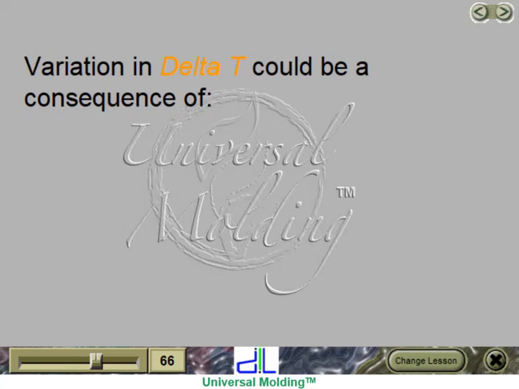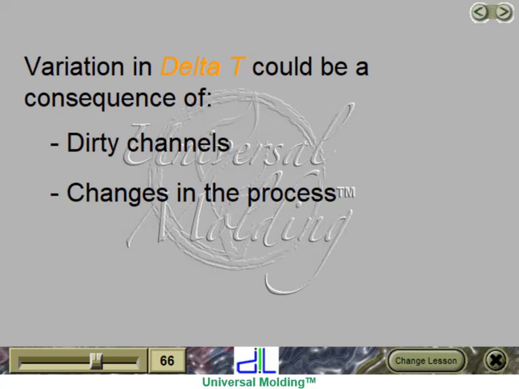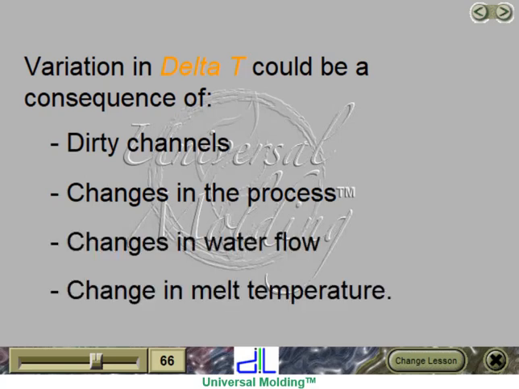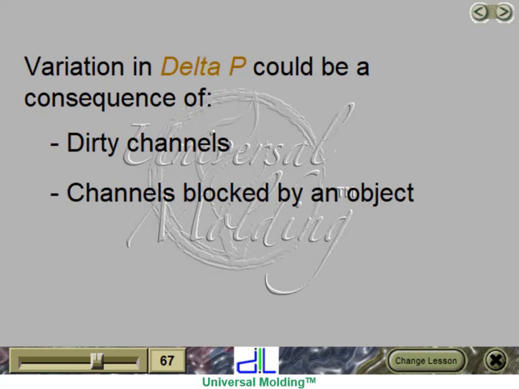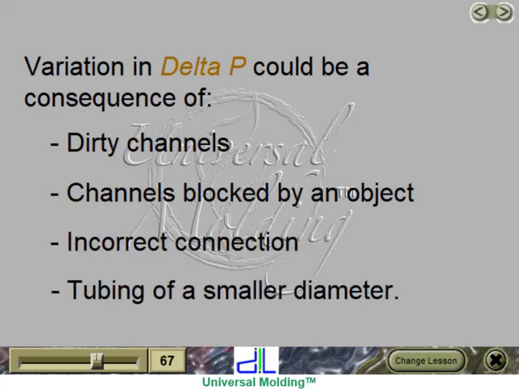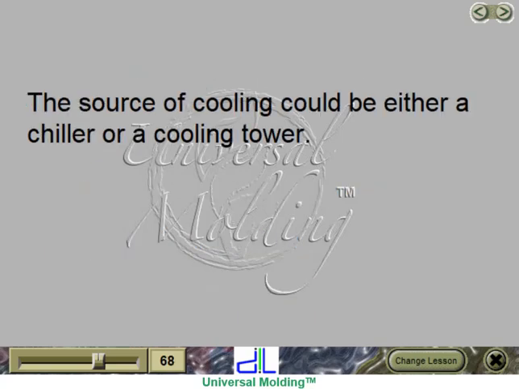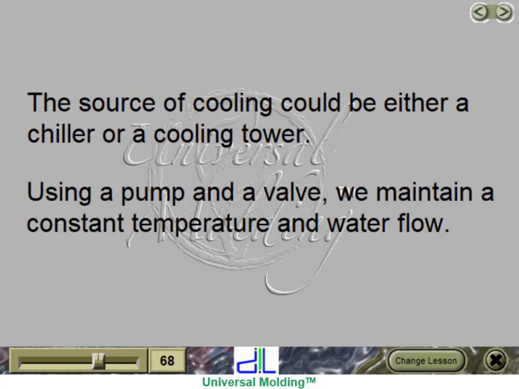Variation in delta T could be a consequence of dirty channels, changes in the process, changes in water flow, or change in melt temperature. Variation in delta P could be a consequence of dirty channels, channels blocked by an object, incorrect connection, or tubing of a smaller diameter. The source of cooling could be either a chiller or a cooling tower. Using a pump and a valve, we maintain a constant temperature and water flow.